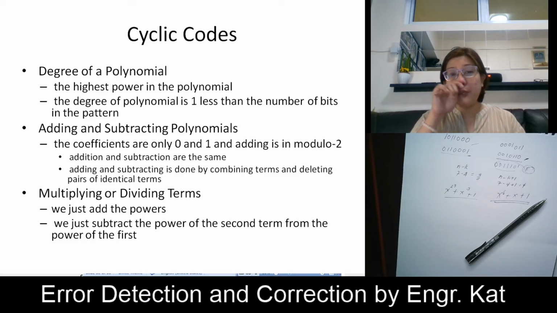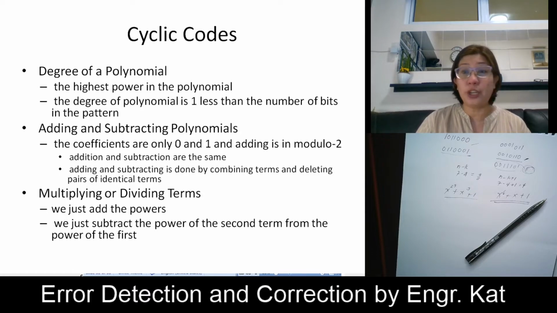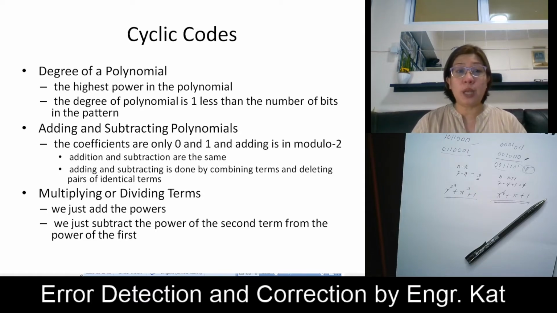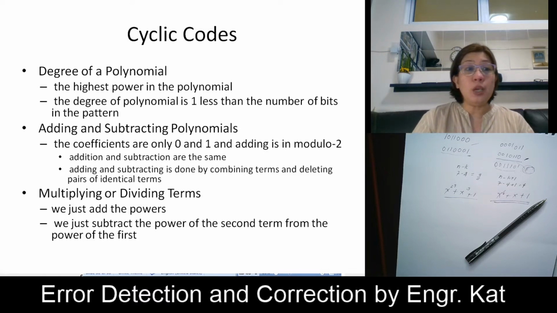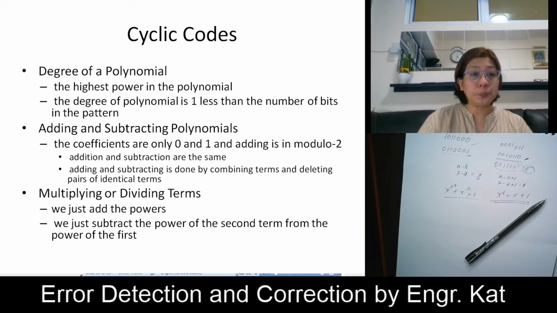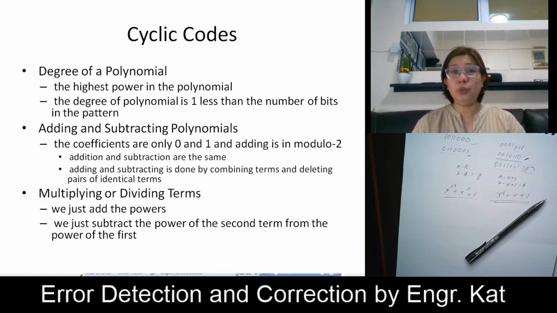Adding and subtracting polynomials in mathematics is done by adding and subtracting the coefficients of terms having the same power. In this case, our coefficients are only zeros and ones, and we add them using modulo 2 addition. What do we mean by modulo 2 addition? Just what we did in our previous slides.